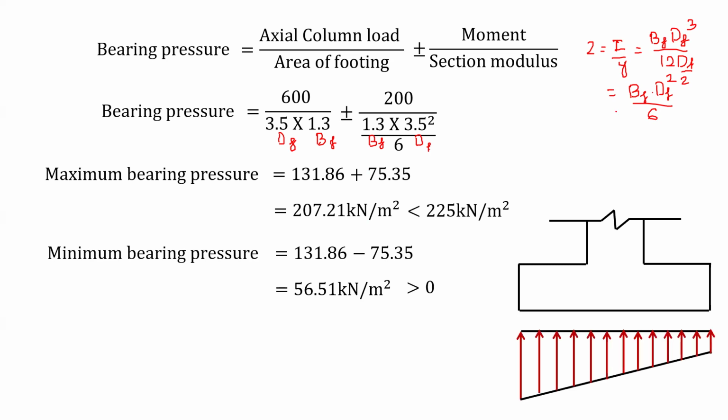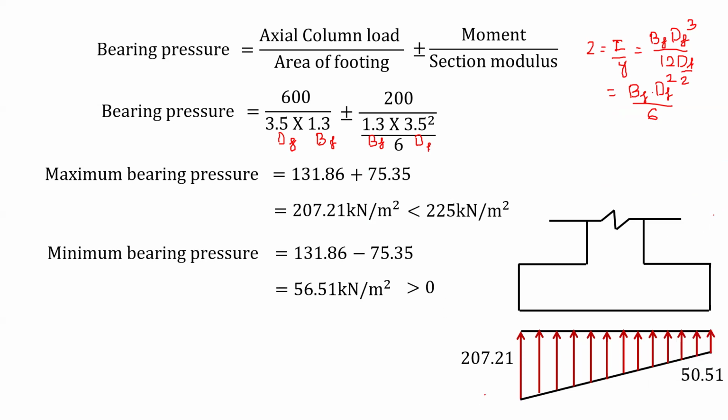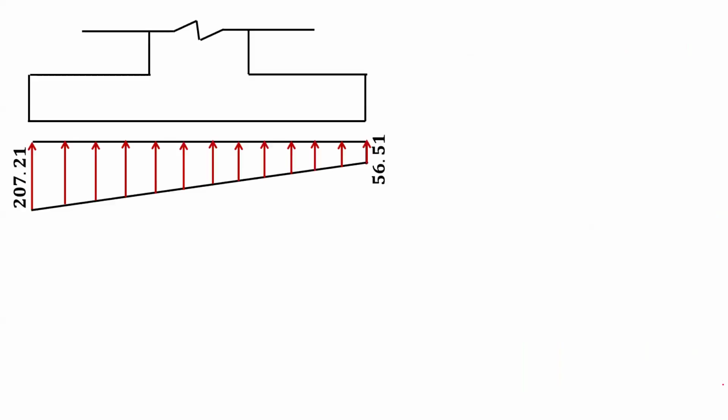So we have bearing pressure in this fashion, 207.21 kilonewton per meter square. So we have this value kilonewton per meter square, and this value also kilonewton per meter square. Then we can go next, that is bending moment.